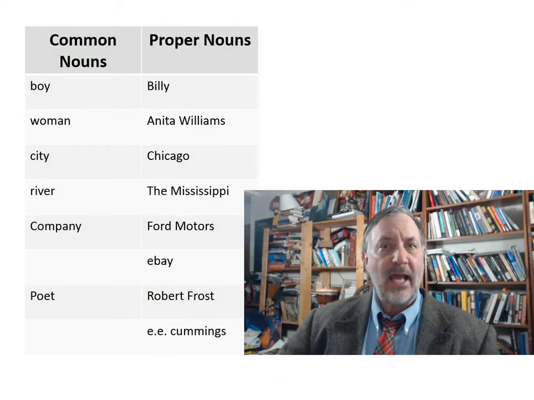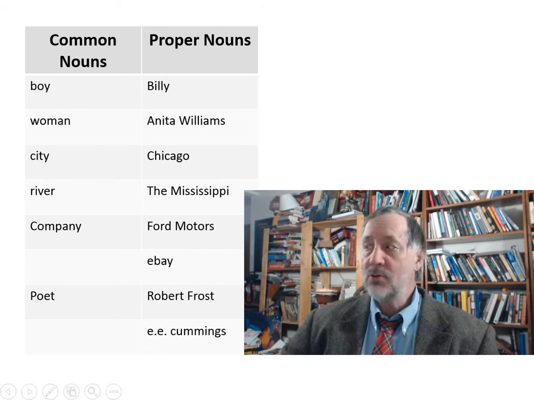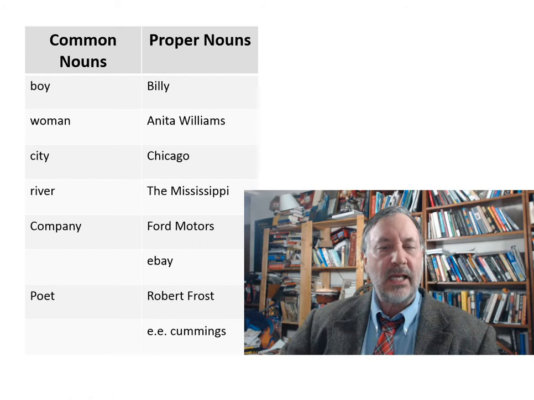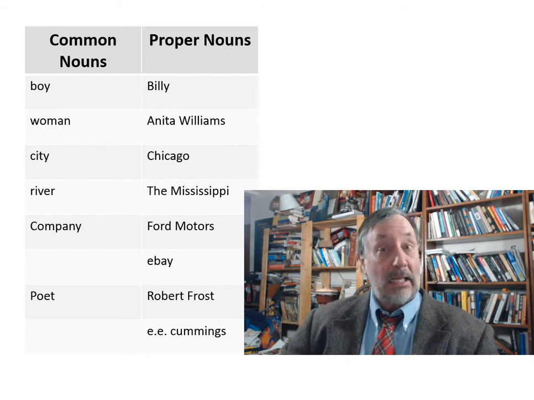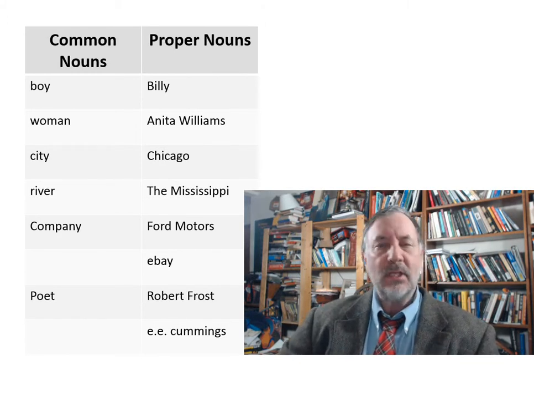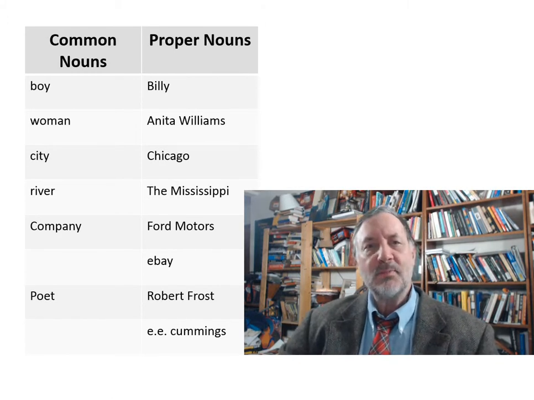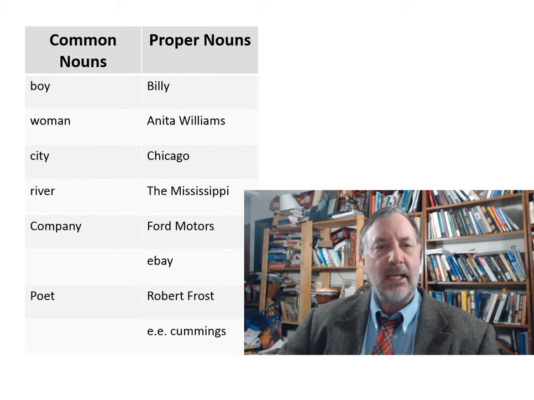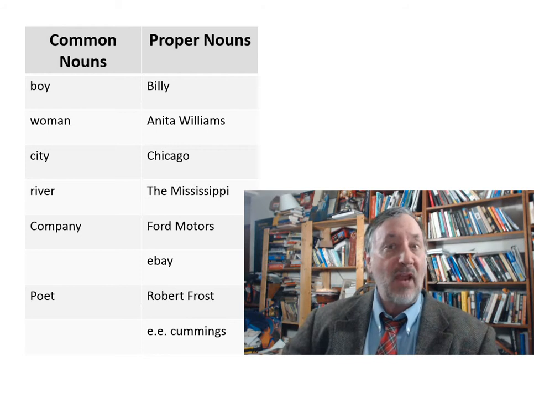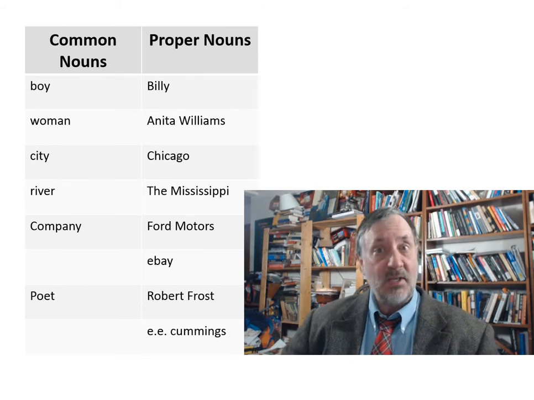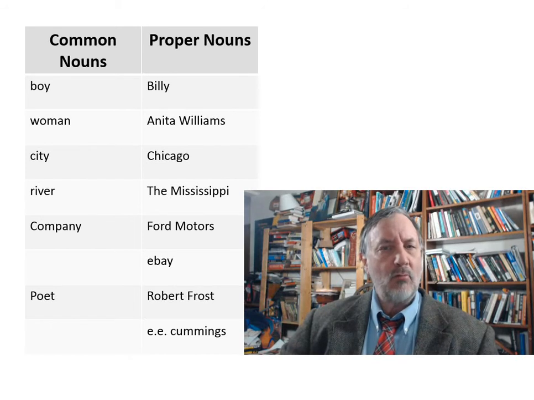Nouns are divided into 2 categories: common nouns and proper nouns. As you peruse the list over here, you'll see that in the one case we have boy, who could be any boy, or we have Billy. Again, we have a woman, who could be any woman, or the specific Anita Williams. Likewise, city, any city, or Chicago; a river, or the Mississippi, a very specific river; a company, Ford Motors; or a poet, Robert Frost.